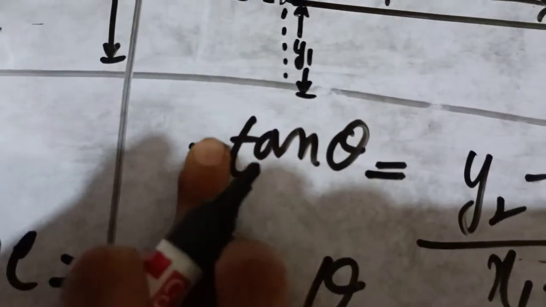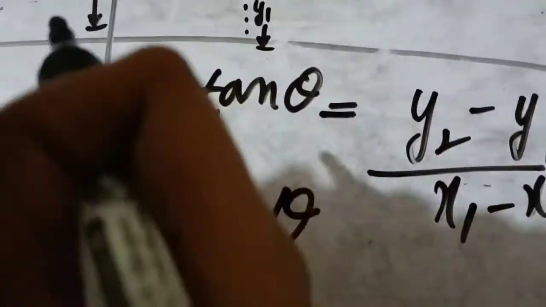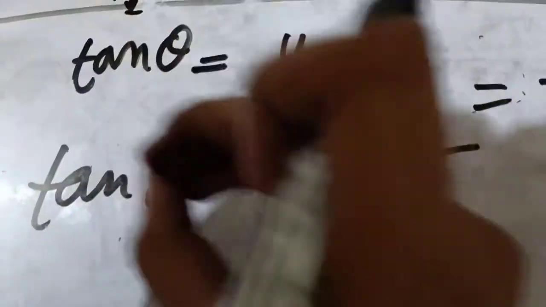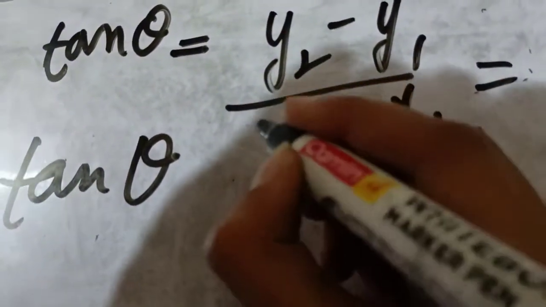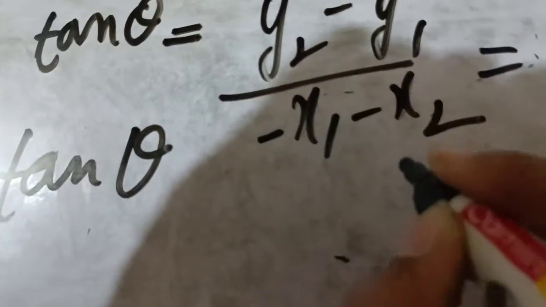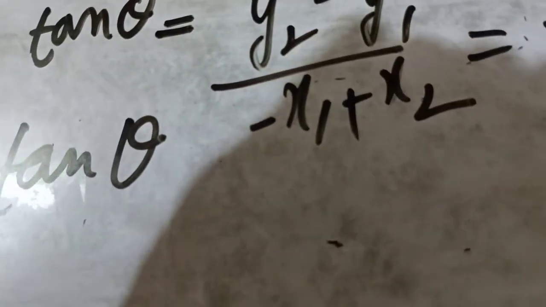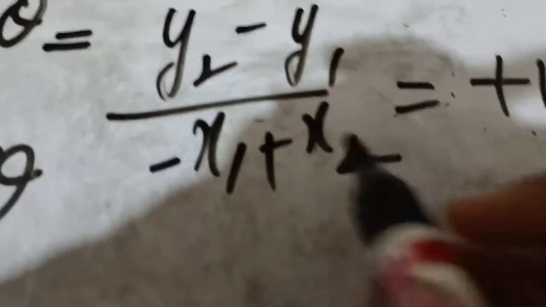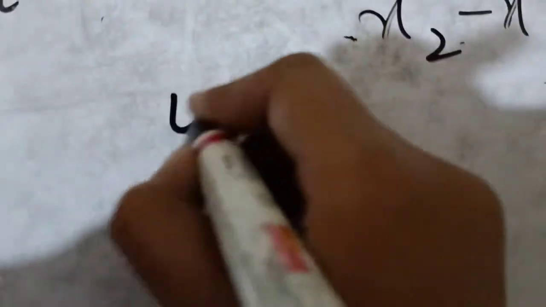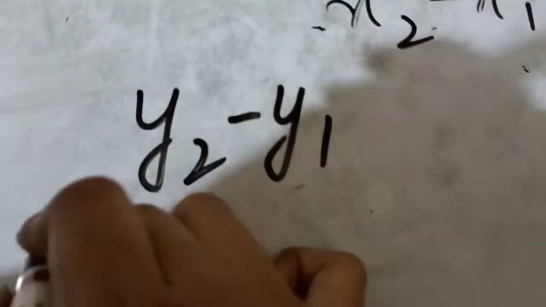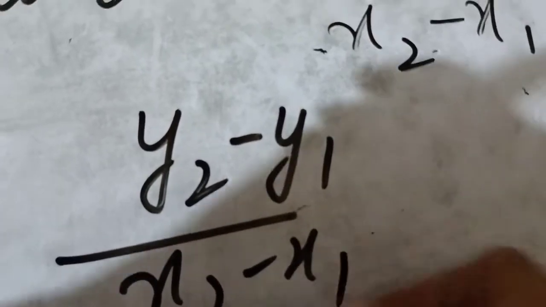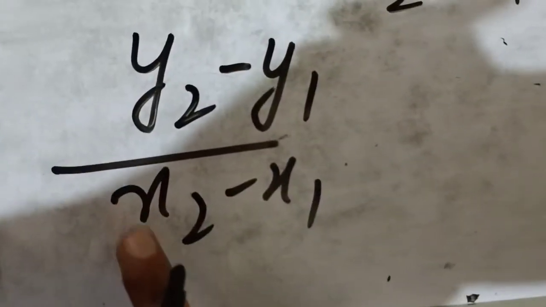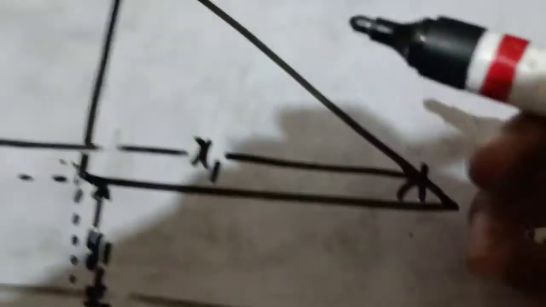So you just take out this minus and make that minus here, and this will get minus and this will get plus. Now this will be converted into x2 minus x1, meaning the final result will be y2 minus y1 divided by x2 minus x1. Now think what x2 minus x1 is. x2 is what?